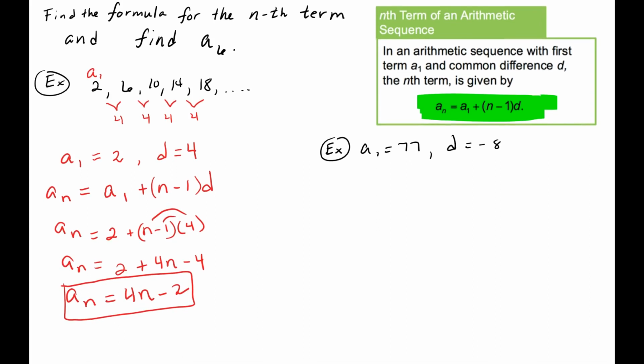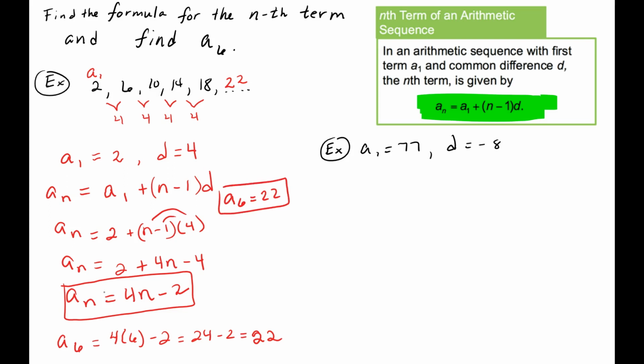Let me nudge this up just a little bit. And a sub 6 then is going to be 4 times 6 minus 2, which is 24, take away 2, which is 22. That makes sense, because if you're finding the sixth term and you've already been given the first 5 terms, 4 more will give you 22. So a sub 6 here is 22, and that's the second answer for this question.